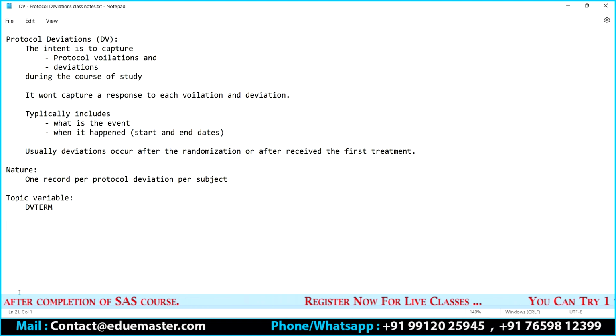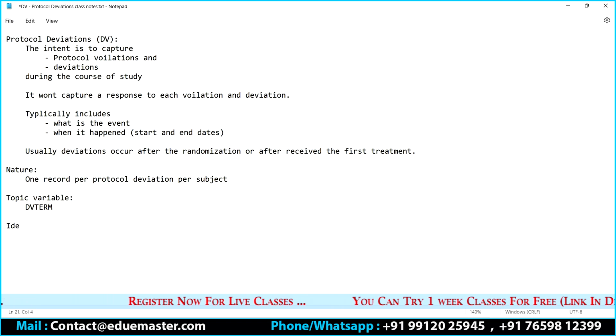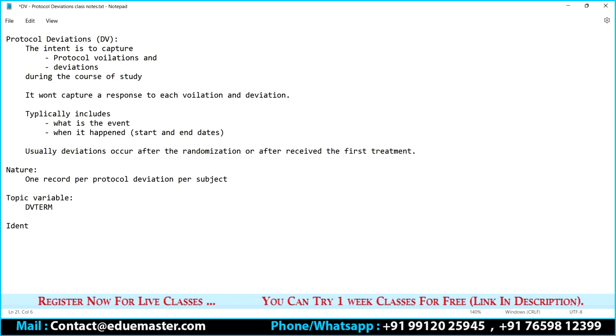So let's talk about this DV term a little later. First, I'm writing this here; we'll discuss this at the top. What are going to be our identifier variables? We have identifier variables, right?